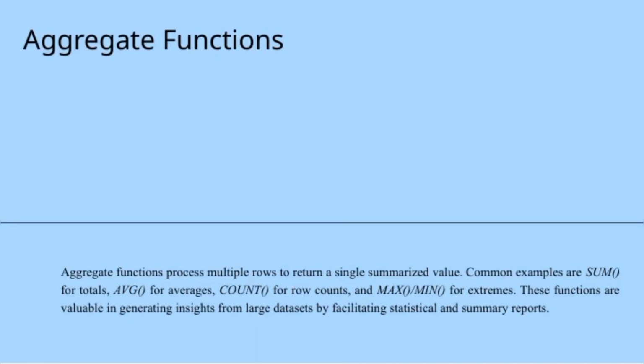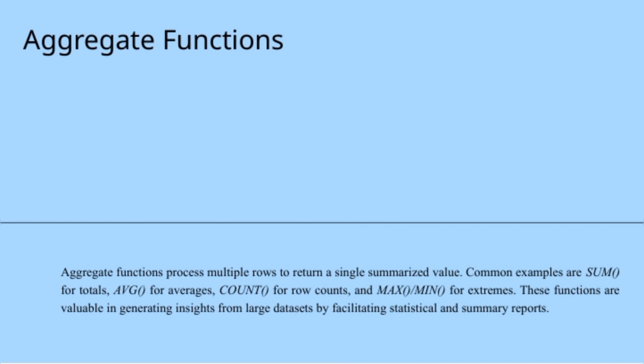Let's talk about aggregate functions. These are powerful tools that allow us to process multiple rows in a dataset and return a single, summarized value. Think of them as the way we condense large amounts of data into meaningful insights. For example, the SUM function helps us find the total of a particular column, like total sales or revenue. The AVG function calculates the average value, giving us a sense of typical performance.